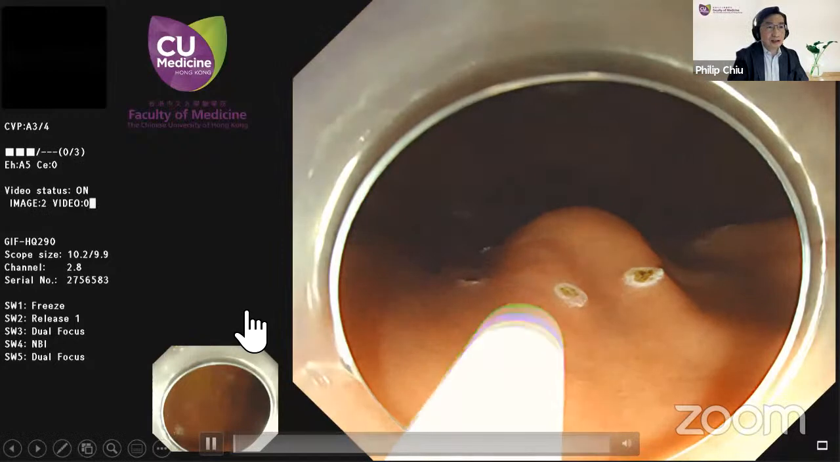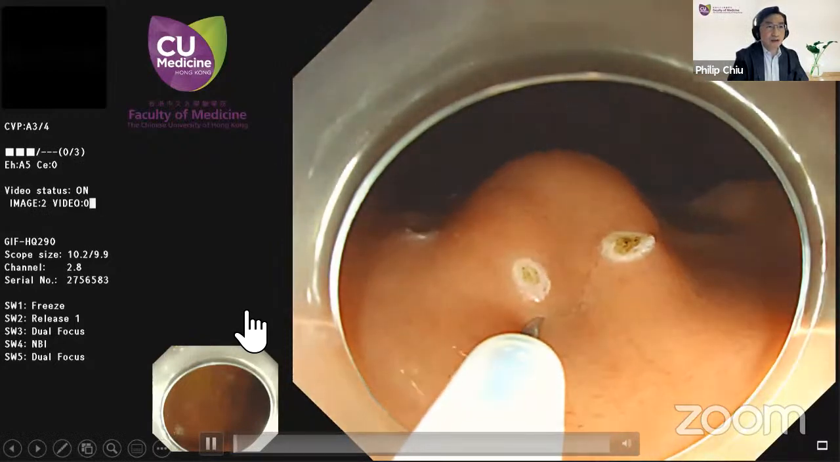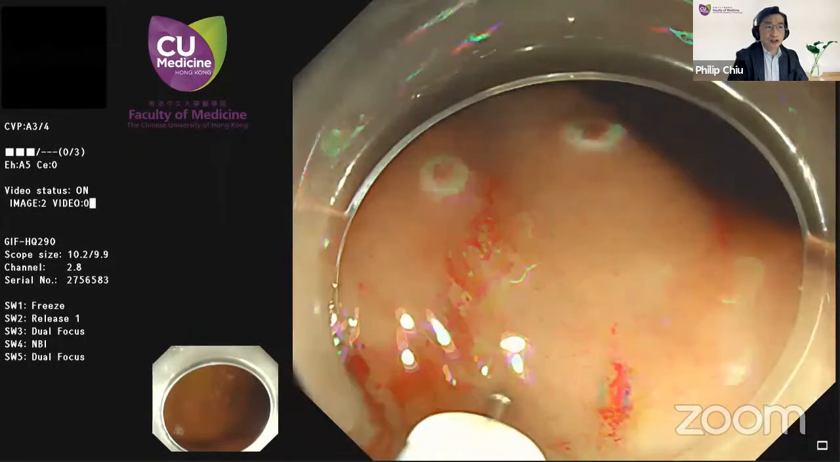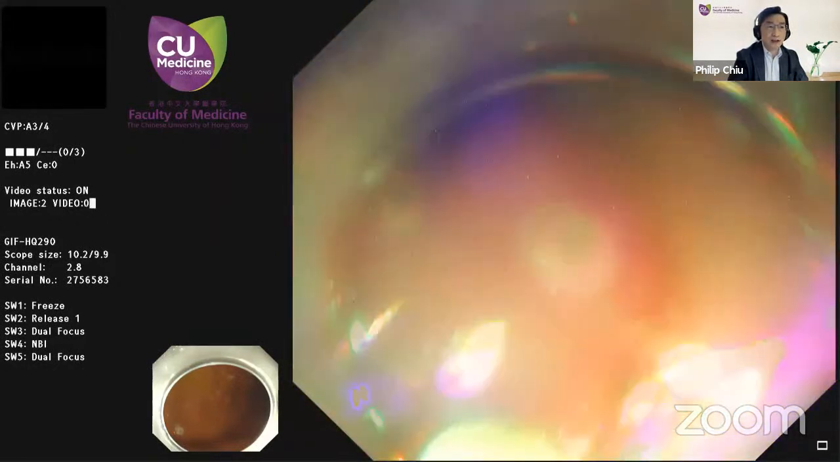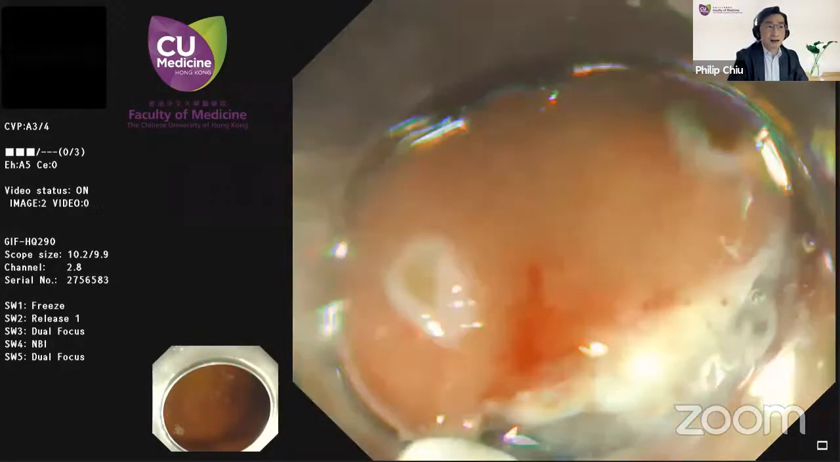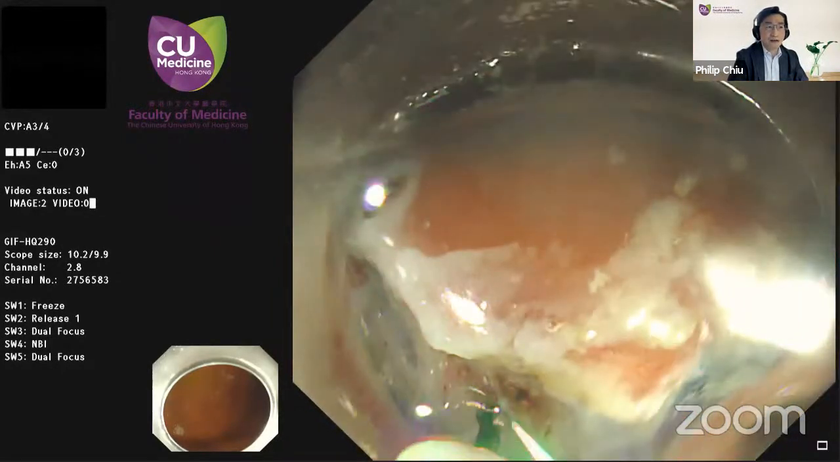So I would like to show a short video about endoscopic full thickness resection for management of a gastric GIST located at the proximal body over the greater curvature side. So this is my method of EFTR in the stomach.